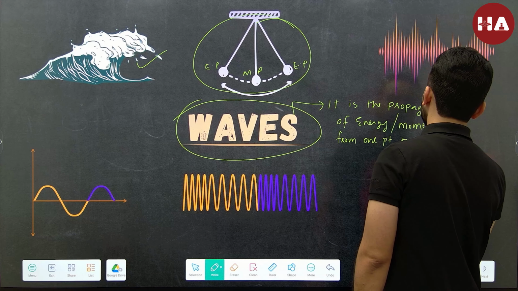So that is what waves are. Wave is basically transfer of energy or transportation of energy or propagation of energy from one point to another point without bulk movement of particles. Please write down, then we move forward.